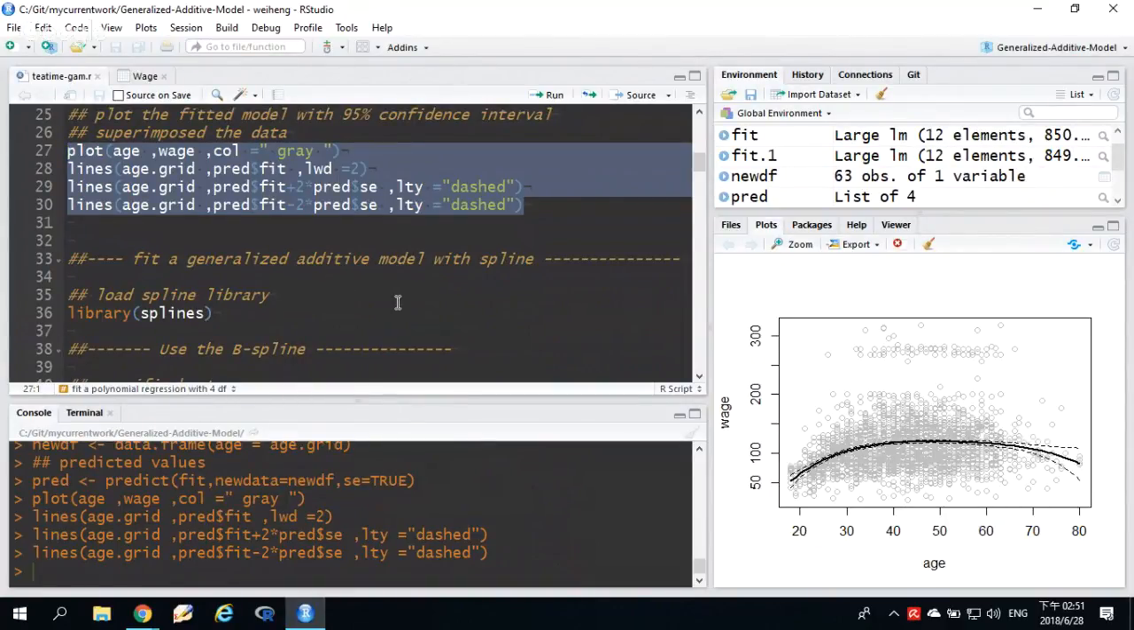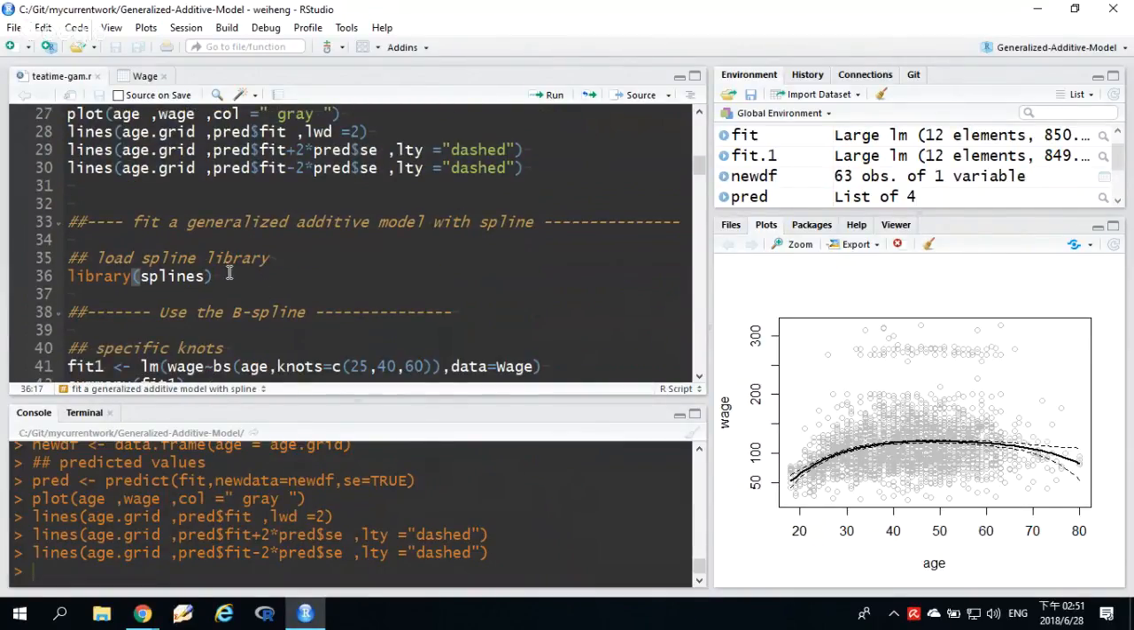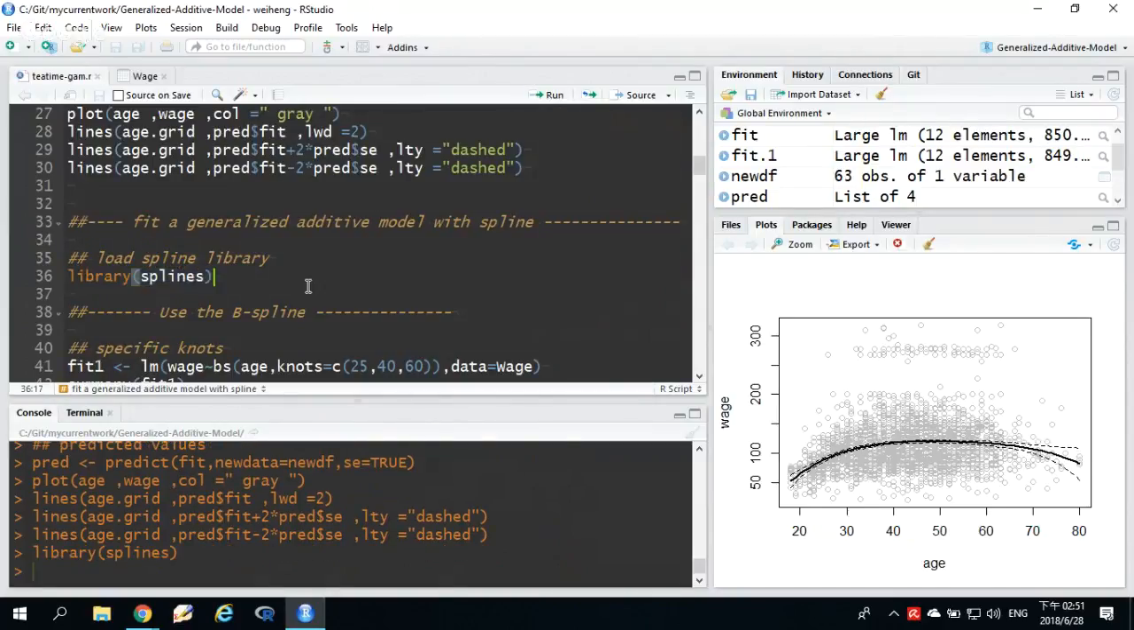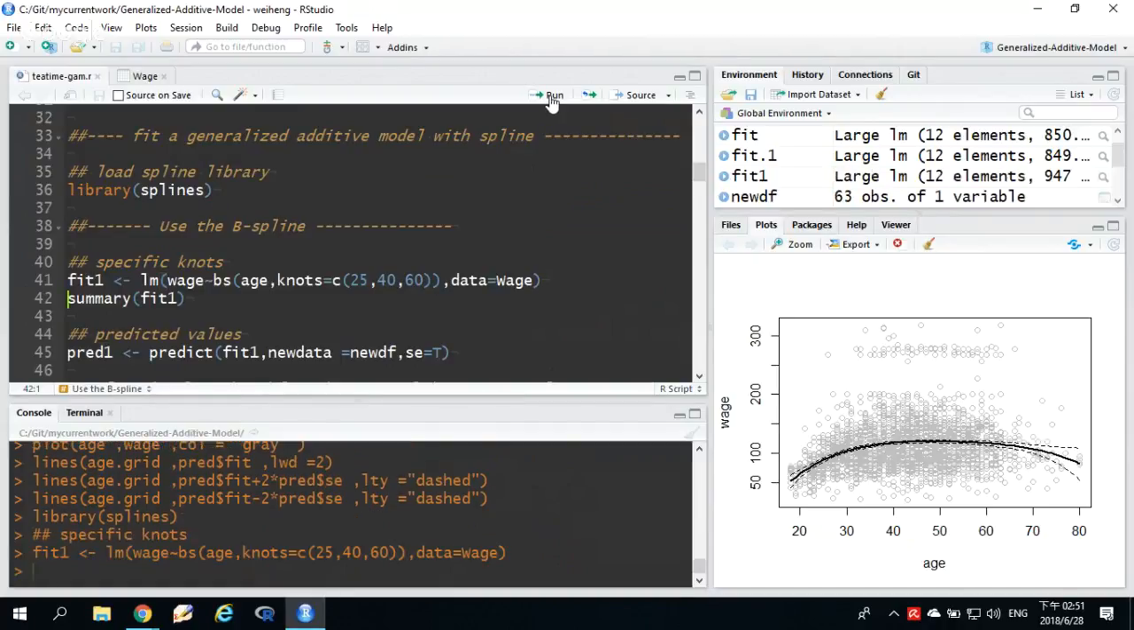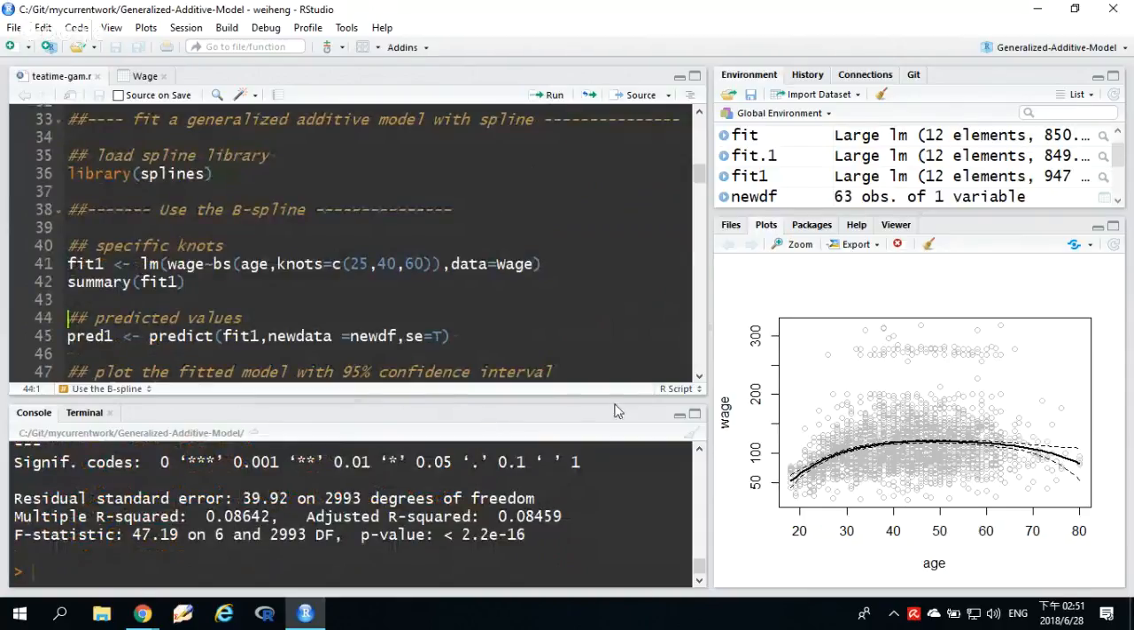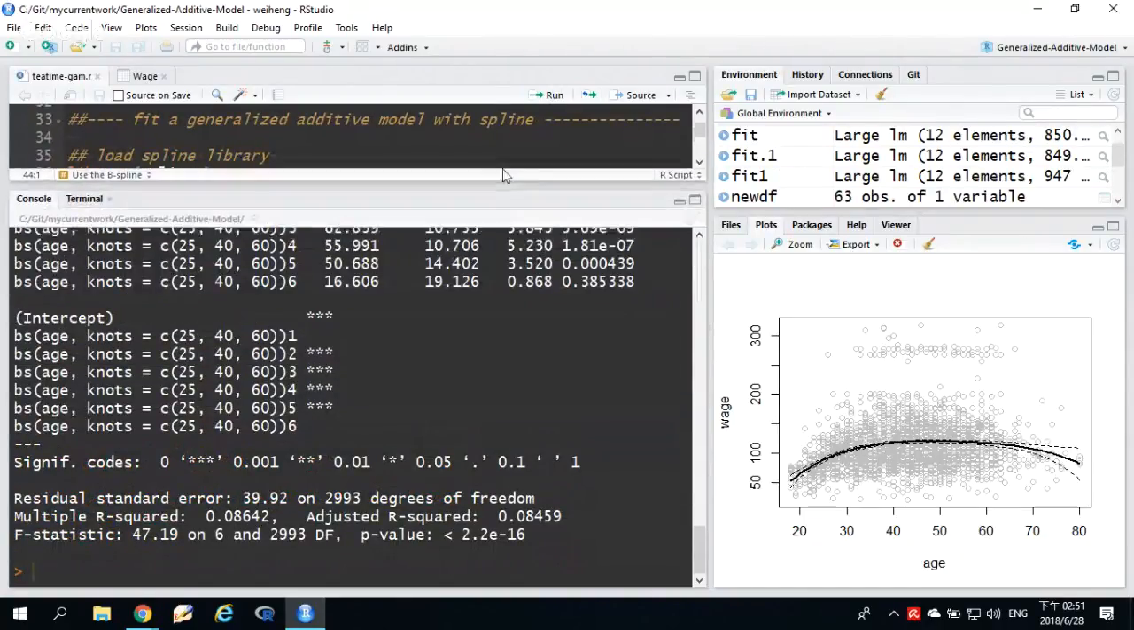If you want to use the spline, you need to load the library splines. There's a package called splines. And the first thing is to use the BS. At first, I choose the knots at specific values, which are 25, 40, and 60. And then you can choose like this, and you can see the summary results.